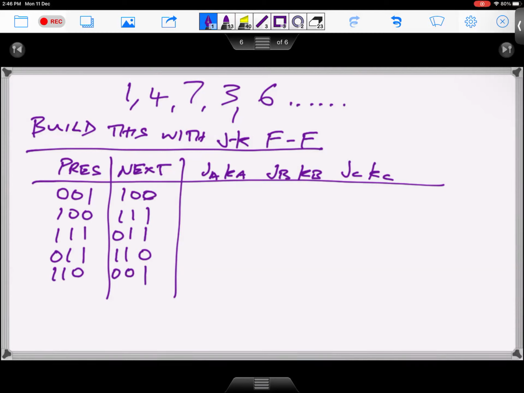Now, in order to know what inputs you have to put on the JA, KA, JB, KB, and JC, KC, in order to bring about that desired next state, you have to use the excitation table, which we talked about in the relevant lecture. So we have Q, and we have Q(t+1), and we have J and K.